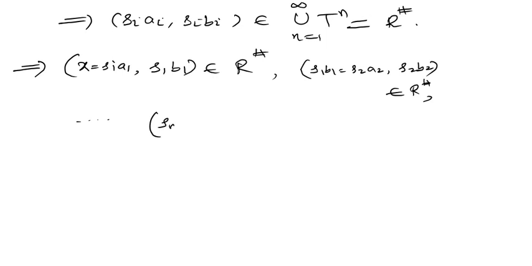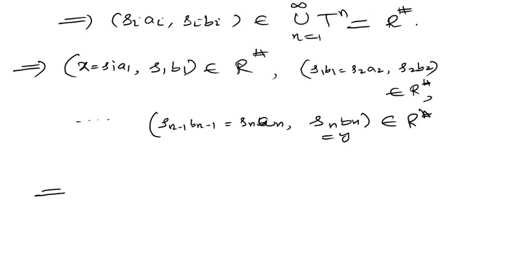So we have first here Sn minus 1 Bn minus 1, that's equal to Sn An. Then the second entry of this pair is Sn Bn, and this is equal to y, okay? This one is in R sharp. Now R sharp is a transitive relation, so we can apply the transitive property. This gives xy belongs to R sharp. Xy is in R sharp, okay.